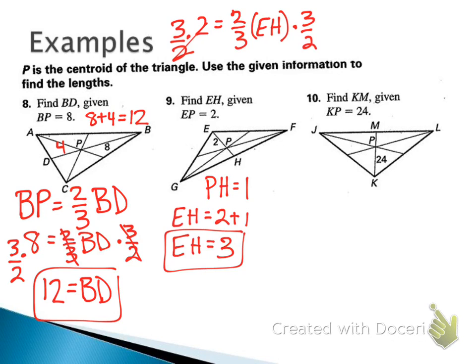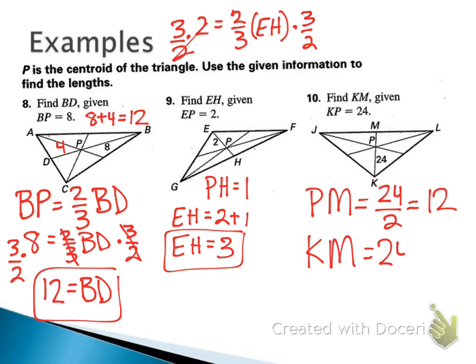All right, on the last one. We are asked to find the length of KM. We know that KP from the vertex to the centroid has a length of 24. If that's the case, what's the length of PM? 12. In case some of you aren't sure how we're getting this, we're taking that piece and dividing it by 2. That would have a length of 12. How would I come up with the whole thing? Add the two pieces together. 24 plus 12 gives me 36.